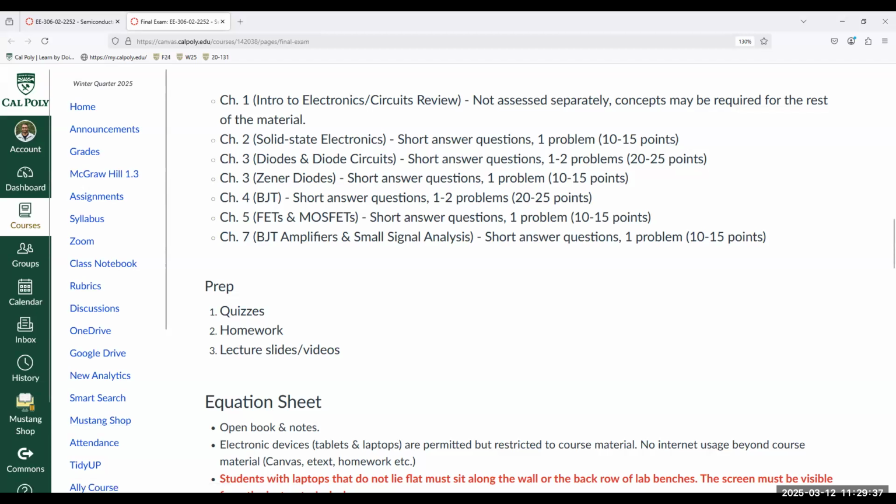Professor? Yes. Are you assuming that the final is taking the whole time period of the finals? The question being asked is if the final will take about 3 hours or 2 hours and 50 minutes. Yes and no. It's up to each individual student.